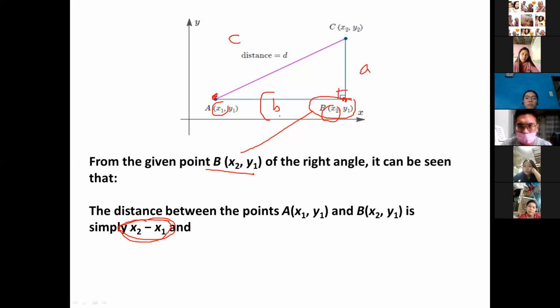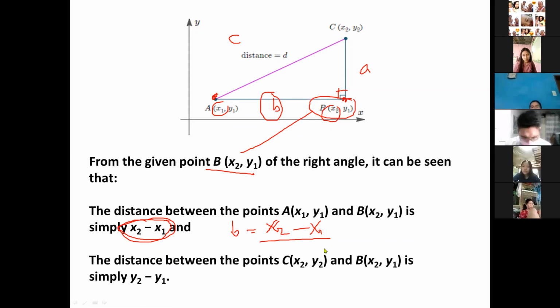The value of our side B now, since the difference between x sub 2 and x sub 1 is x sub 2 minus x sub 1, the value of our side B leg is equal to x sub 2 minus x sub 1. Got it? The value of the distance B is x sub 2 minus x sub 1. So let's proceed.